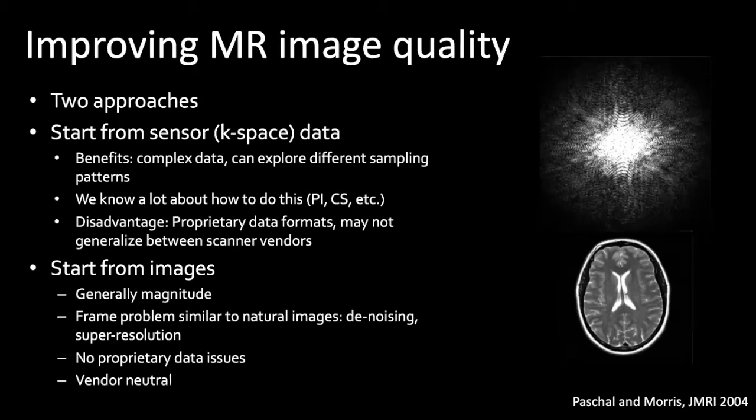And I think this is a challenge when dealing with case-based data. The other approach you can think about is starting from the images themselves. Now, these are generally magnitude, but of course you can always use complex images if you like. You can frame the problem here similar to that of natural images, with all the things that you might want to do with natural images or video, such as denoising, super resolution. There are a lot of correlates that you can build on from natural imaging data sets.